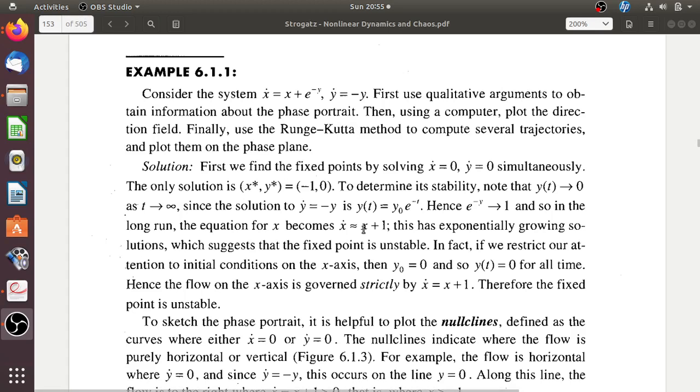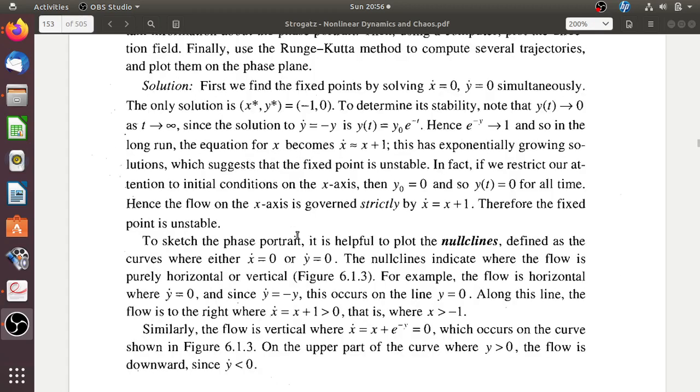It seems like an unstable fixed point, but at the same time, since it's attracting along some direction, there must be some line along which it will be attracting towards the fixed point. So I think it will be a saddle node. But anyway, let's discuss those things further.